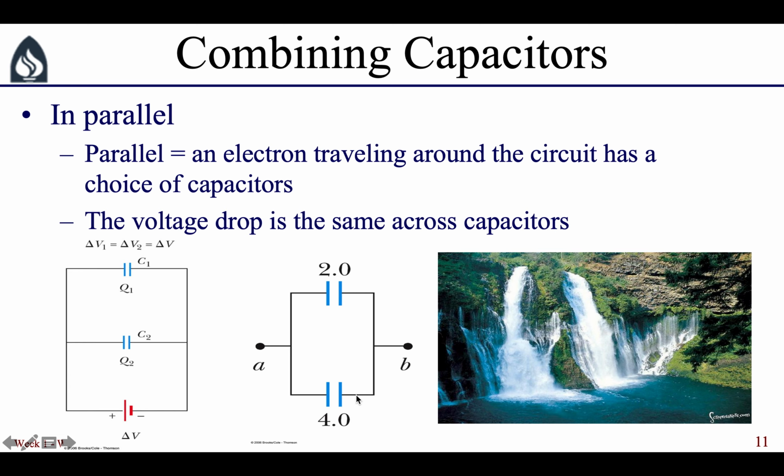So here's another configuration where we have two capacitors in parallel, and we can tell because we have two branches, two directions that the current could go. An electron has to make a choice whether to go this way or to go this way. And so these two capacitors are in parallel, and they would have the same voltage drop across both of them. So we can use this knowledge to combine capacitors. If I were to replace these two with just a single capacitor, what capacitance would that single capacitor have to have?